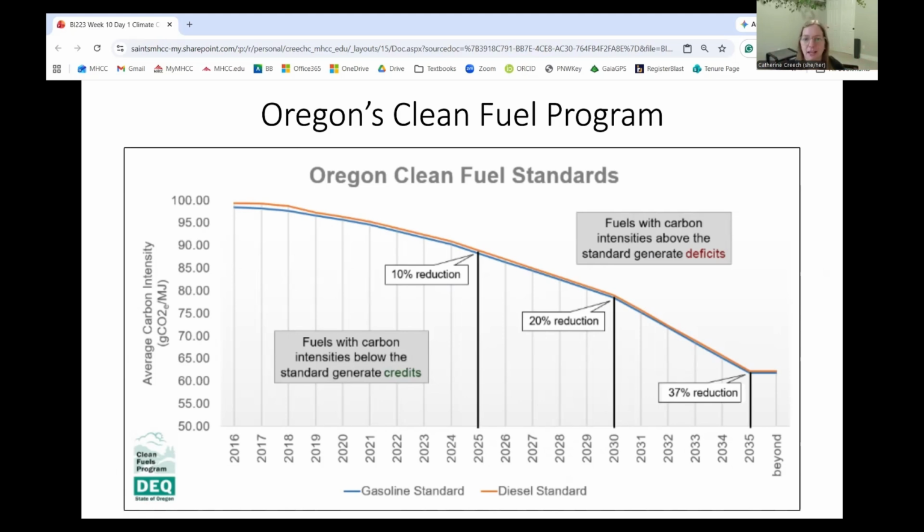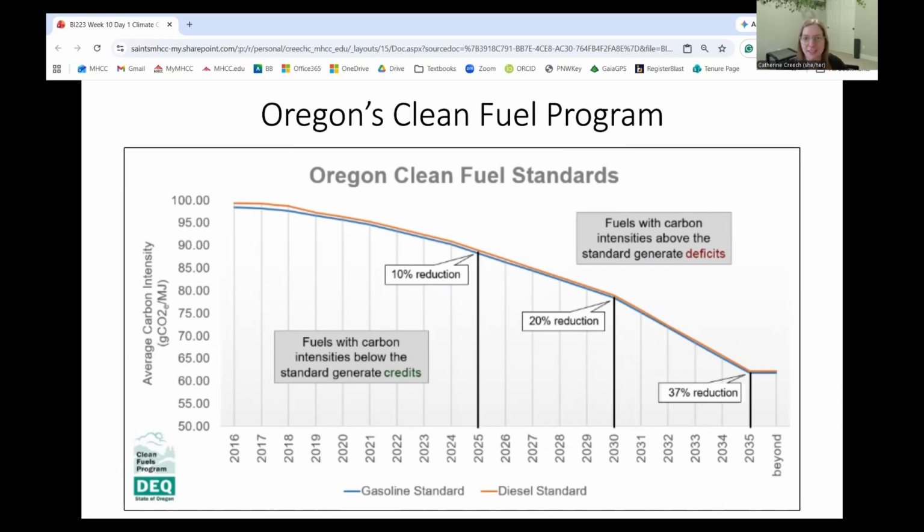It's quite complex, but what really matters to us is here we have the average carbon intensity, we have the years, we have gasoline and we have diesel in two different colors. By 2026, we're already past a 10% reduction in our more polluting fuels. So we are changing the type of fuels that we're using. And if everything goes as intended, by 2035, we'll have a 37% reduction, which is a great step.